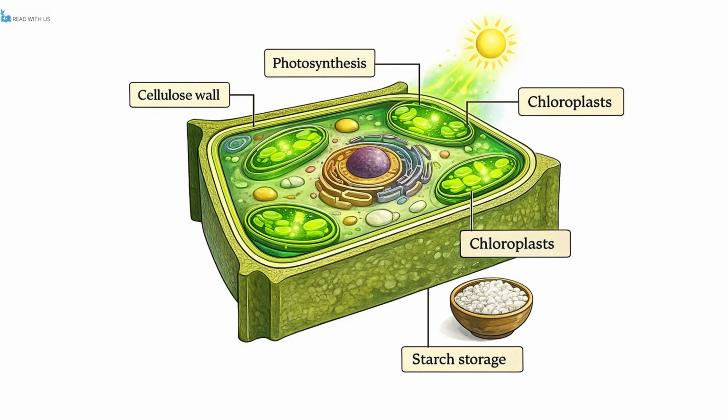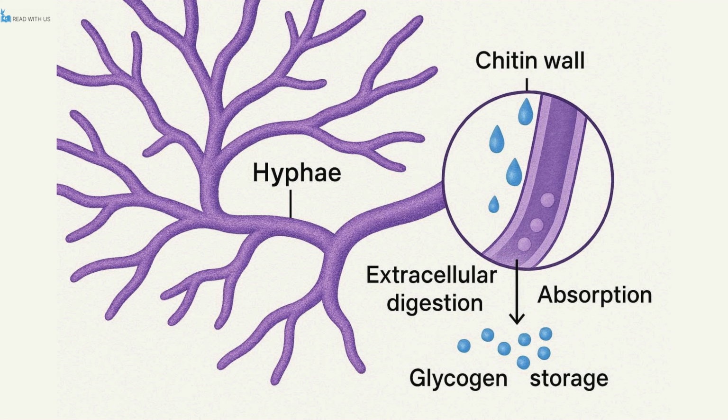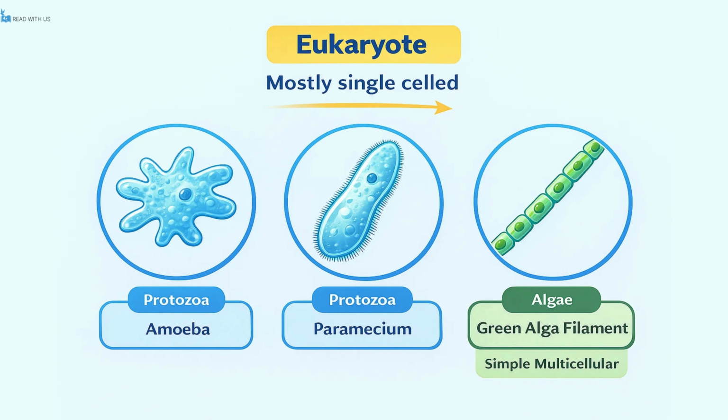Fungi are usually multicellular eukaryotes with chitin cell walls that feed by extracellular digestion and absorption through hyphae, and they store carbohydrate as glycogen. Protists are eukaryotes that do not fit the other kingdoms and are usually single-celled or simple multicellular forms, including algae and protozoa.